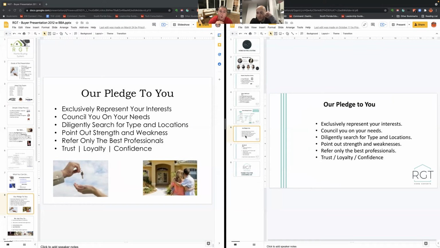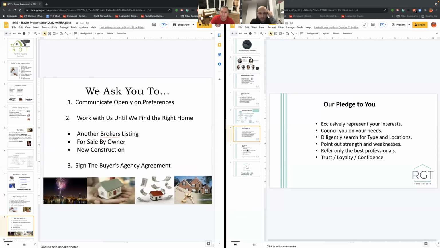And I'm going to refer only the best professionals, like lenders, inspectors, title, like all the people that can help your process go better. If we need repairs, handymen, etc. And I will provide trust, loyalty, and confidence. So far, so good, Robin? So far, so good. So this is what I ask of you.